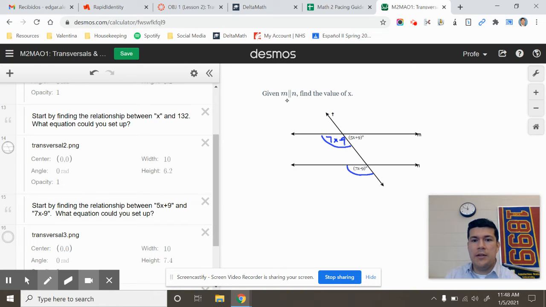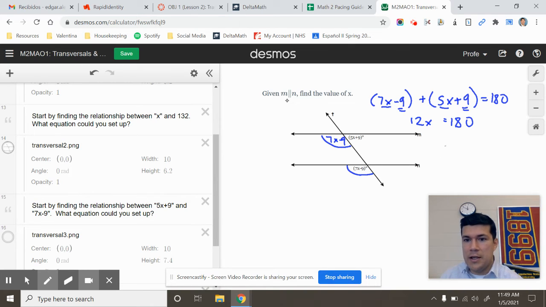All right. And 7x minus 9, we know, is not going to be equal to 5x plus 9, but they will be supplementary. So you can set up the equation 7x minus 9 plus 5x plus 9 equals 180. Solve this equation. 7x plus 5x equals 12x. Negative 9 plus 9 gives you 0. So 12x equals 180. Find how many times 12 goes into 180. And that would be 15 times. So X equals 15. All right. And we continue.